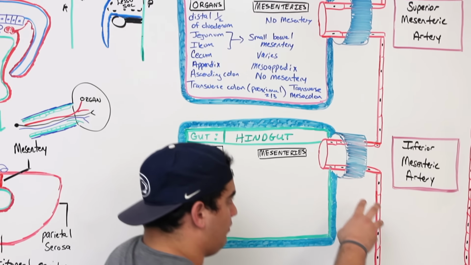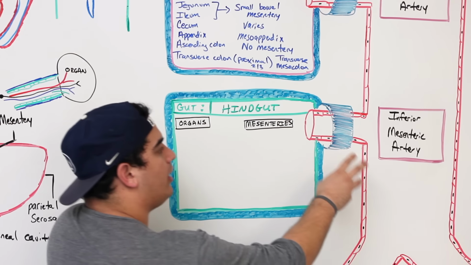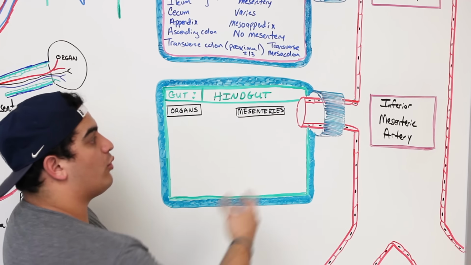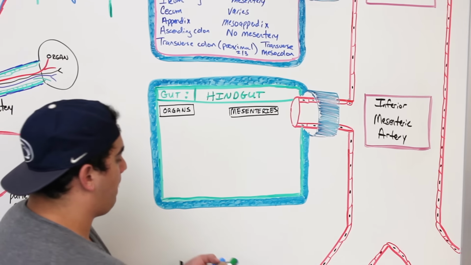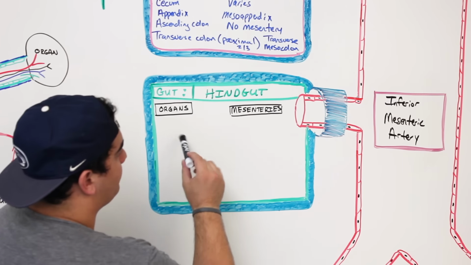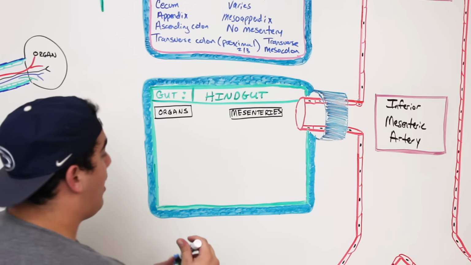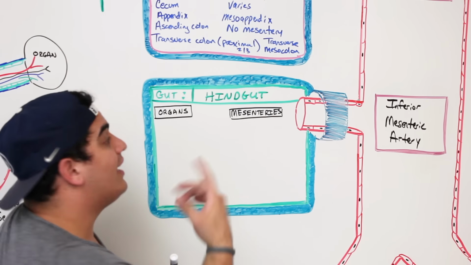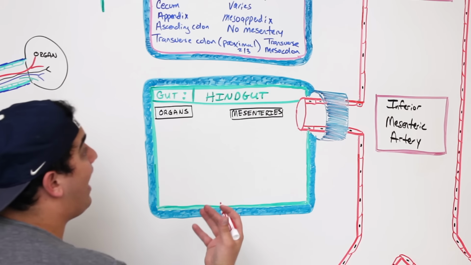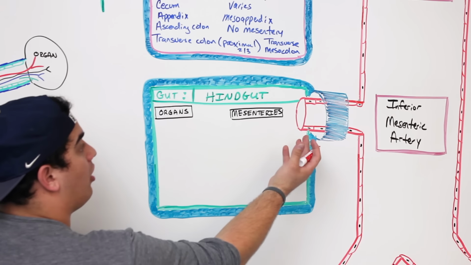Now, the hindgut is primarily going to be supplied by the inferior mesenteric artery. So remember the branches of the inferior mesenteric artery. One of the branches is going to be called the left colic. So now we're going to have ones that are going to the left side, which is called the left colic arteries.